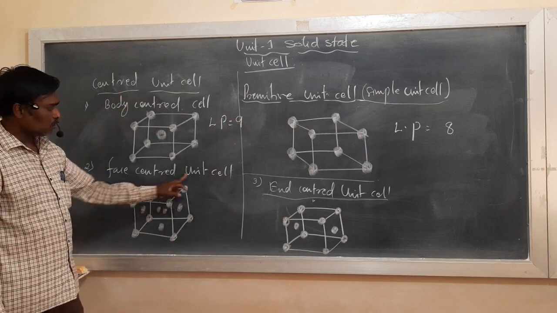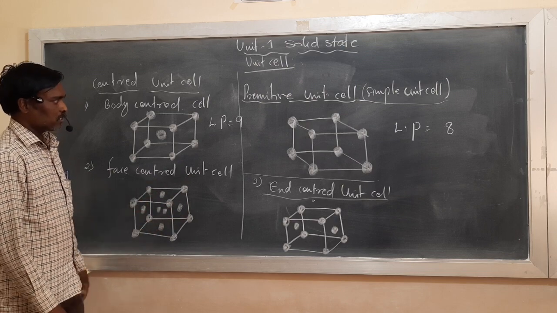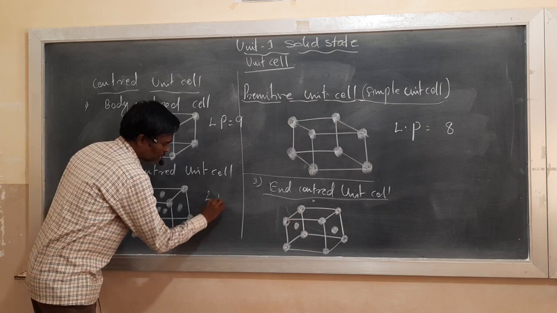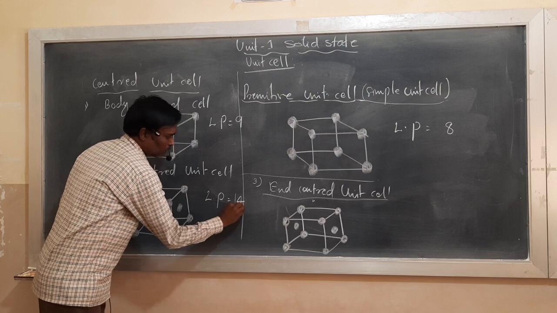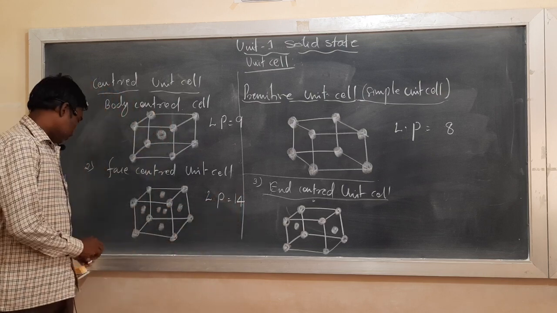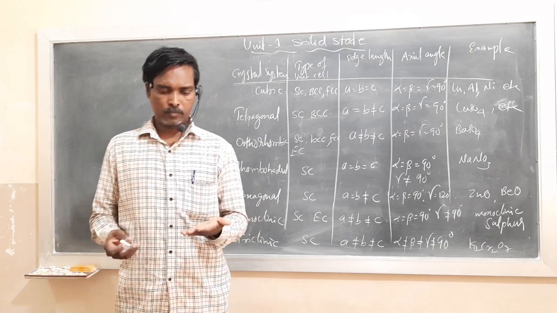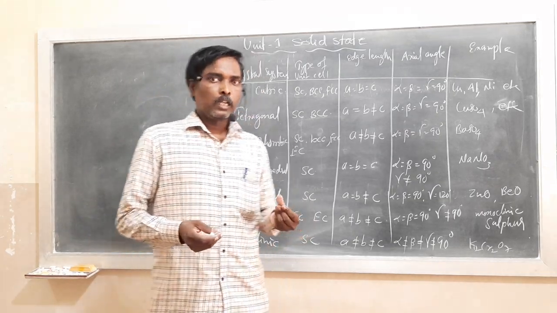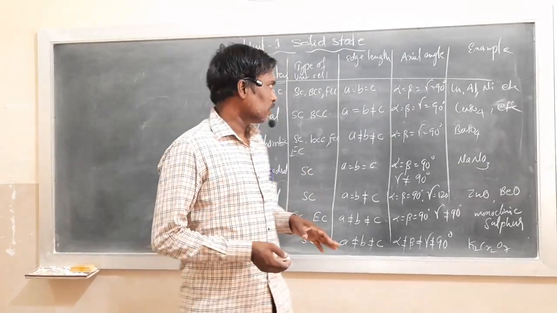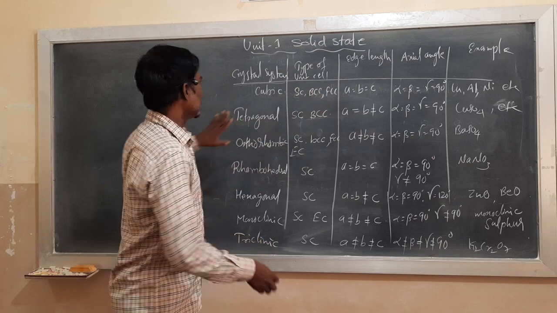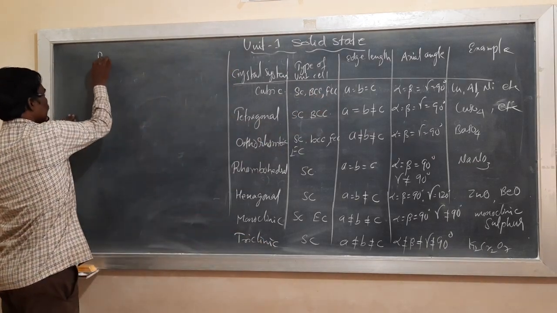And in face centered unit cell, there are 8 corner particles and 6 face centered particles. Therefore, the lattice points of face centered unit cell is 14. So this is about the types of the unit cells. Next, students, after this, I have written something on the board, so I'll come to that later. Before that, let me go with the parameters of unit cells.